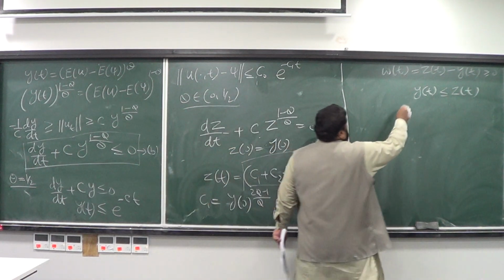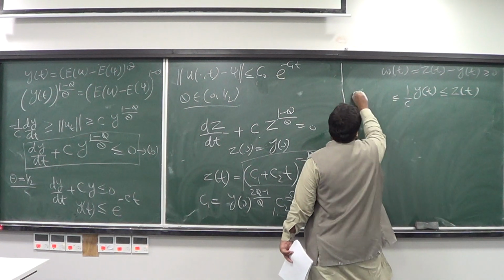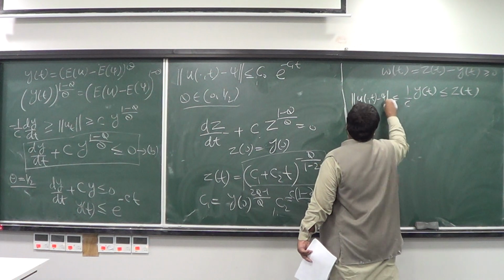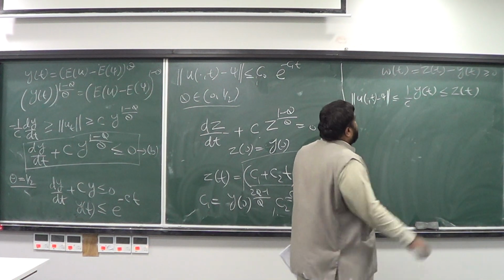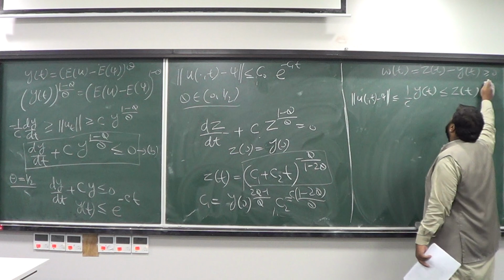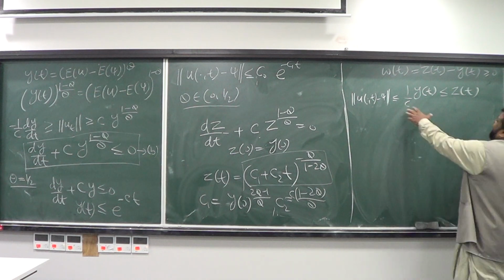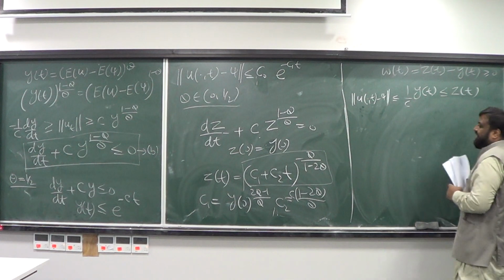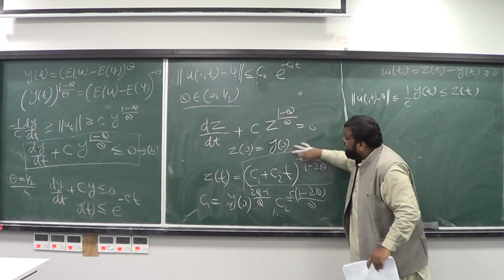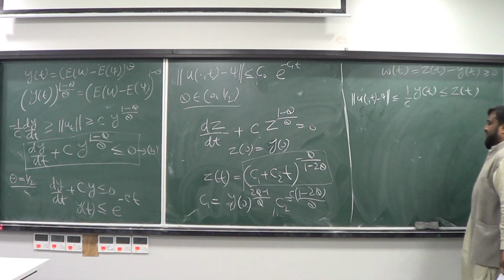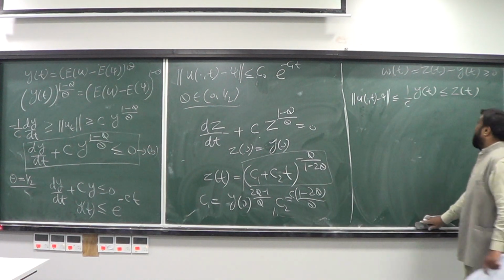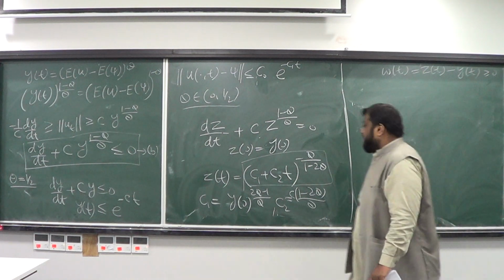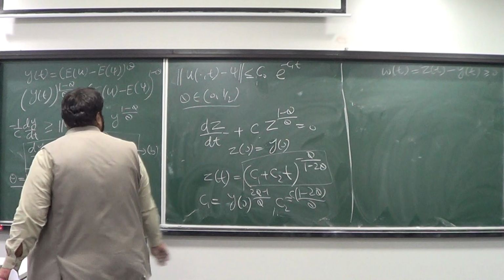And I know that 1 over c times y of t is bigger than or equal to u of t minus psi. So if I can show that w of t is greater than or equal to 0, then I can deduce that this difference is less than or equal to some constant multiplied by this expression, as required. Okay? So this was the strategy, the comparison principle that I would like to use. So w of t is z of t.